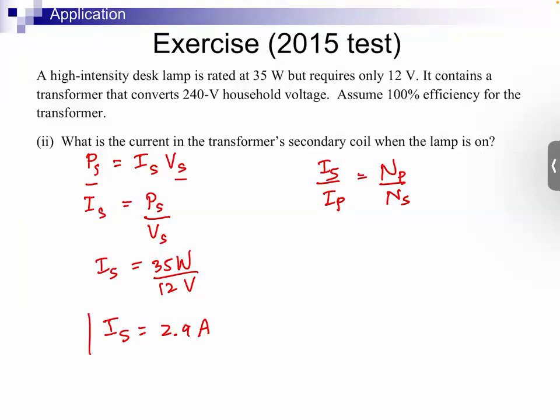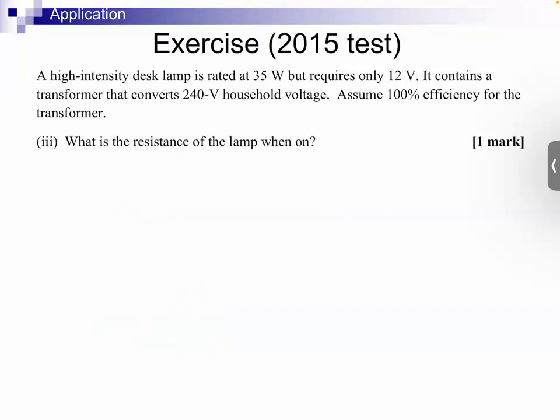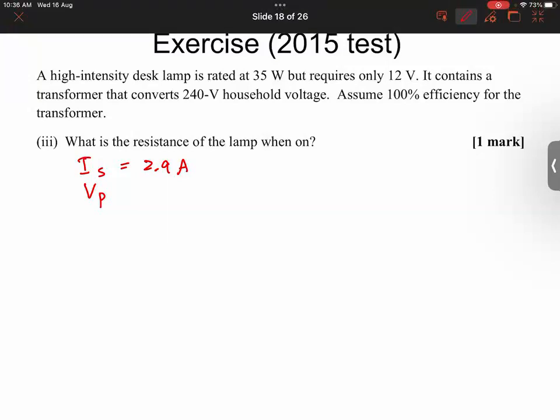Right? So now we have determined the current in the secondary coil. The next question is, what's the resistance of the lamp when it's turned on? The lamp is in the secondary coil. We know the current in the secondary coil is 2.9 amps from the previous question. The statement of the problem gives us the voltage in the secondary coil is 12 volts. We know the current, we know the voltage.